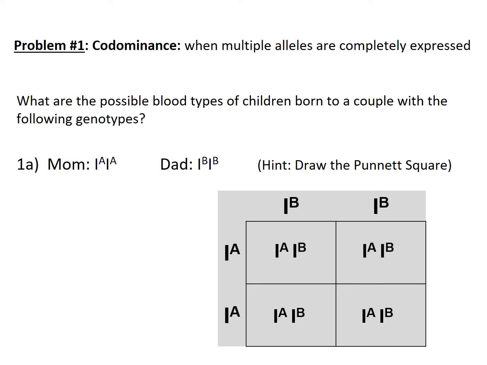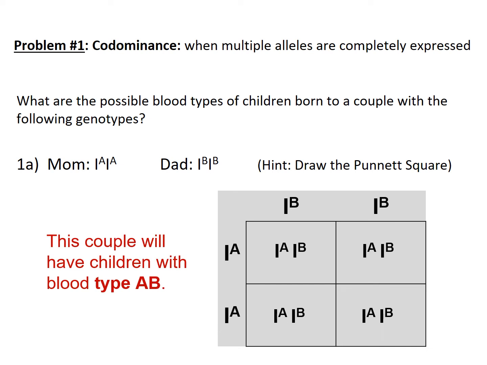So all of their combinations of children will inherit a type A from mom and a type B from dad. Therefore, this couple will only have children with type AB blood.